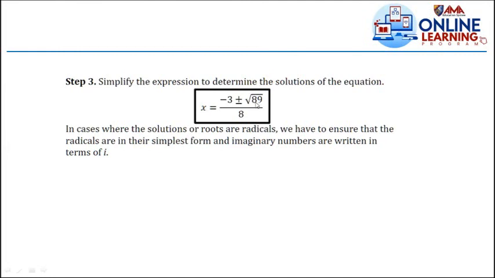So square root of 89, that is 9 point something, no? Kasi yung square root of 81 is 9. So square root of 89 is 9 point something. So there are two values again, negative 3 plus or minus 9 point something. Okay? So you're going to have first the negative 3 plus 9 point something divided by 8. That is your first solution. The other one, negative 3 minus yung value nito, 9 point something, divided by 8 is equal to, that is your second solution.